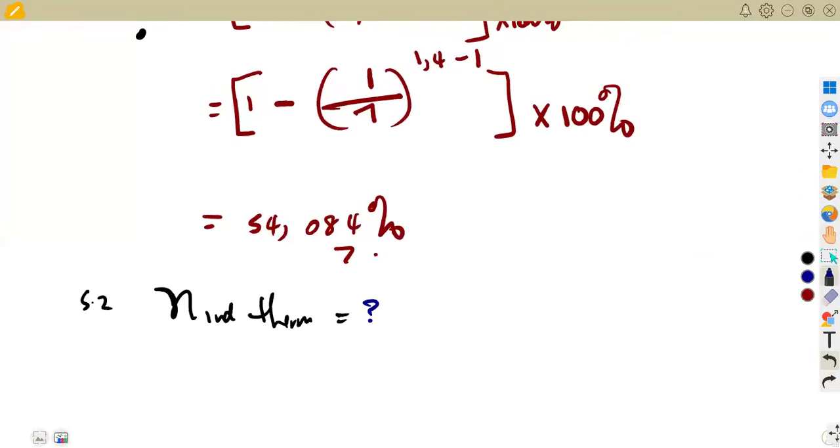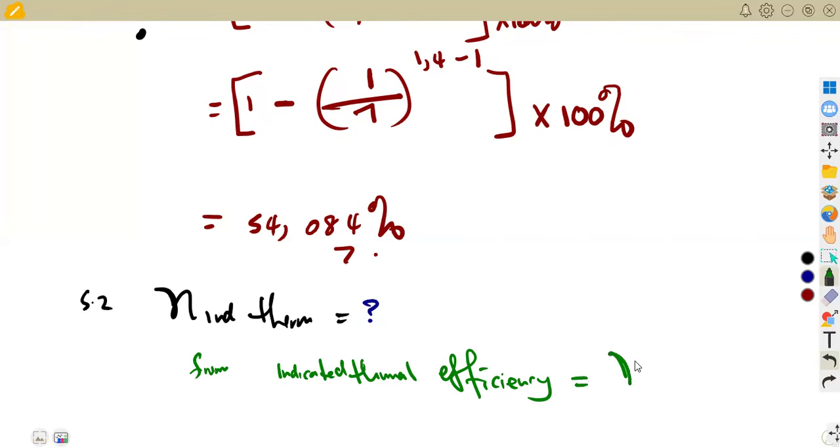All right, let us take this way. So we are going to calculate this from the indicated thermal efficiency. We saw that this formula for the indicated thermal efficiency is equivalent to the indicated thermal efficiency, in this case, everything over what? Over the air standard efficiency.